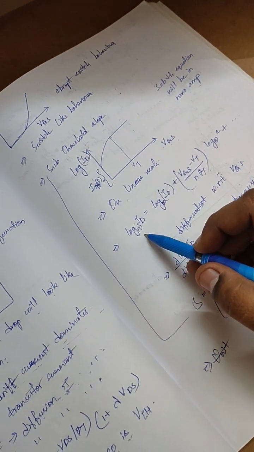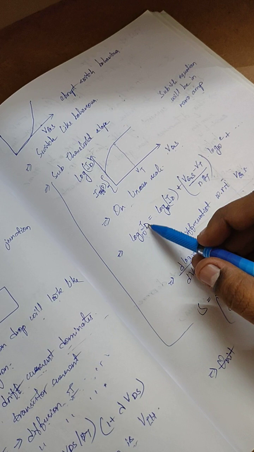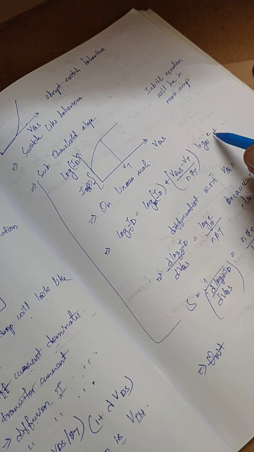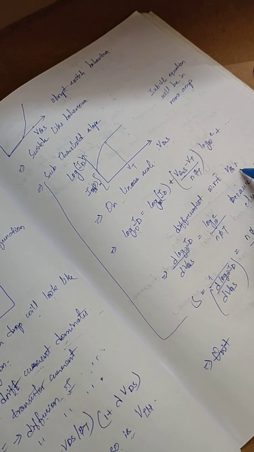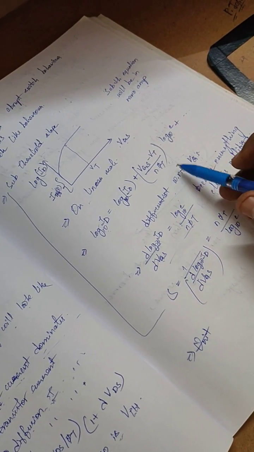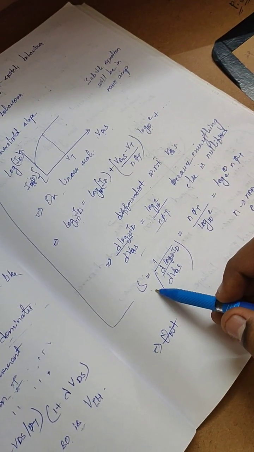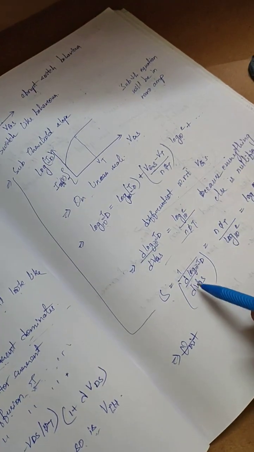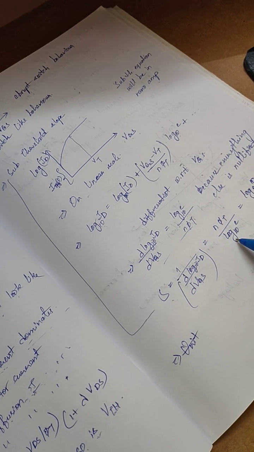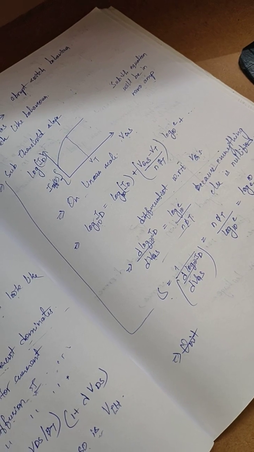Now when we apply log base 10, log10 of ID equals log10 of I0 plus (Vgs minus Vt) log10 of e by n phi t. When we differentiate with respect to Vgs, everything else becomes constant and nullified, and this is the equation we get. So the slope: 1 by the slope is d(log10 ID) by dVgs, which equals log10 e by n phi t.